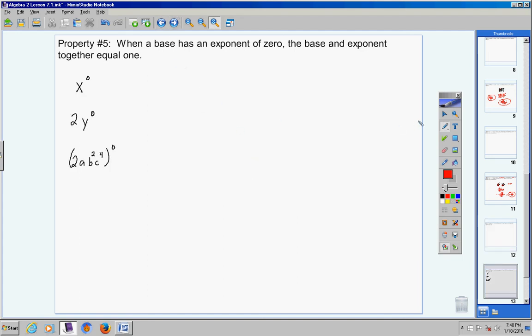Alright. X to the 0 power. Now watch. If I have x to the 0 power, then the base and the exponent together, this whole thing just equals what? 1. Boom. Done. Finished. Anything to the 0 power equals 1. Let's take a look at this problem here.